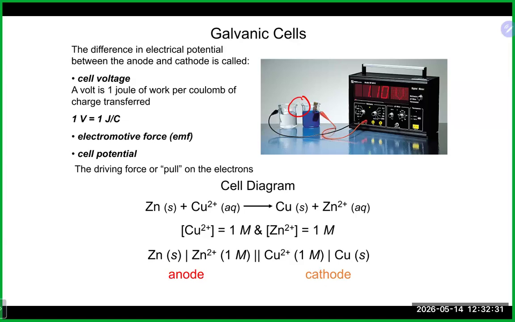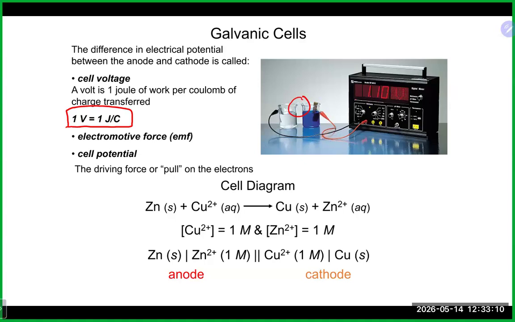A few things that we talked about here, which is cell voltage. A volt is 1 joule of work per coulomb of energy transferred. So a volt basically is a joule over a coulomb, which is a unit of electrical charge. Sometimes this difference is referred to as the electromotive force, or the EMF, or the cell potential. So in a problem, if you're asked to calculate the cell voltage, calculate the EMF, or calculate the cell potential, they're basically asking you to calculate the cell voltage. Like I said before, that difference between the anode and the cathode is what drives those electrons to the other side.